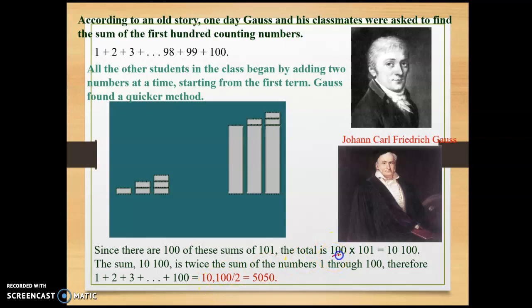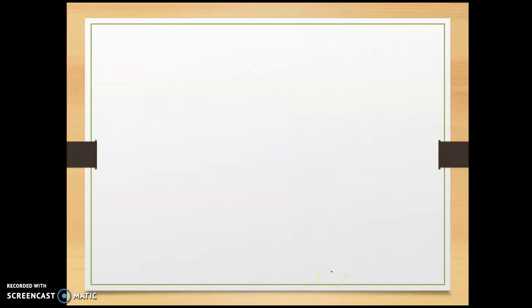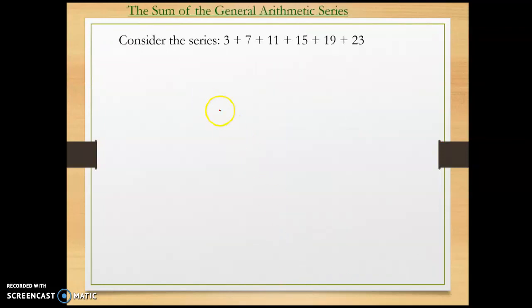So it's 100. Since it's the last term, we multiply it with the next number, which is 101, and then the product is 10,100, and then we divide it by 2. Therefore, the sum of the first 100 counting numbers is 5,050.